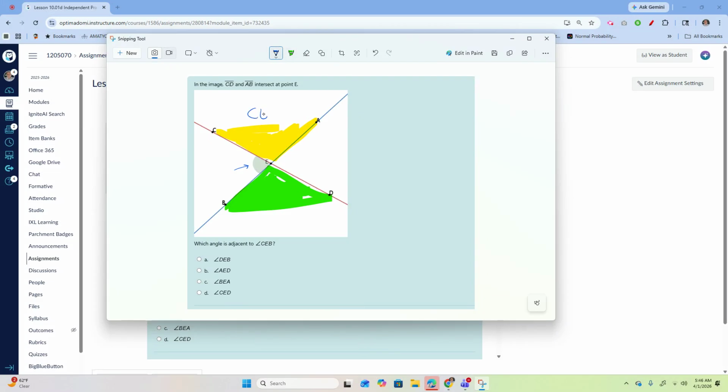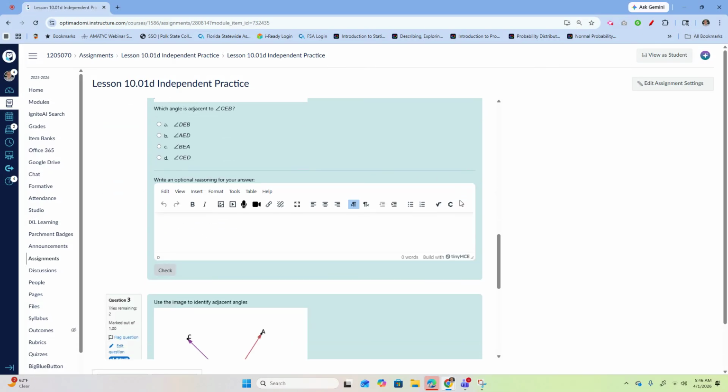So I just need to find out which one of these. So this is CEA or AEC. And the green one is BED or DEB. So I need to look for the choices down here. Which one do I have? Look, I had DEB. See, that is this one here. Look, I have it right there. I found the angle that is adjacent to the angle CEB, which is that kind of like light green. Not sure what color that is. And that's how you do problem number 2.